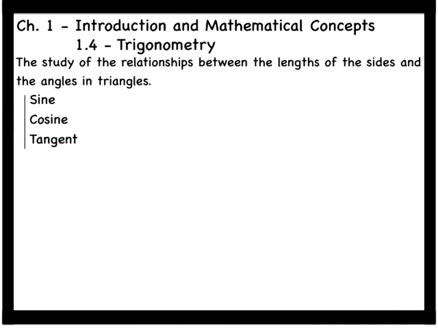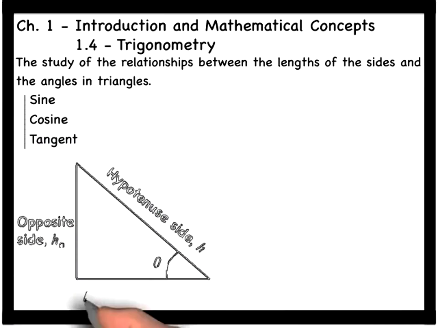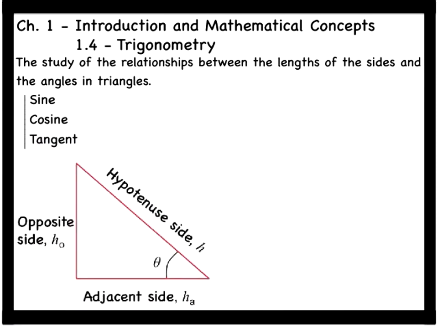We can see how these functions are defined by looking at a figure of a right triangle containing the angle theta. We will let the side opposite the angle theta be denoted as h sub o, and the side adjacent to the angle theta is h sub a. The longest side of the triangle is opposite the 90-degree angle and is called the hypotenuse h. In terms of the angle theta, here are the definitions of the three trigonometric functions.